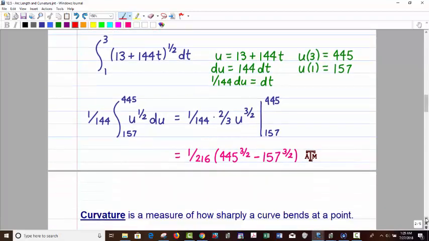Those aren't going to really simplify much, but what you're likely to see when you're looking at answer choices, or whatever the case may be, is that it probably would be rewritten as 445 times the square root of 445 minus 157 times the square root of 157. That doesn't make the answer any more correct. It's just a different looking version of the same answer.